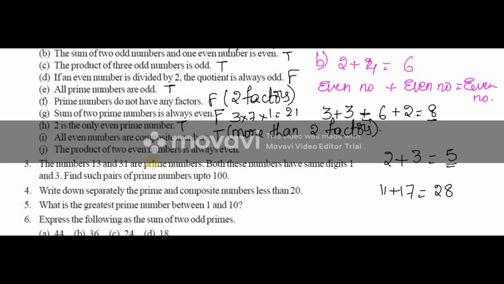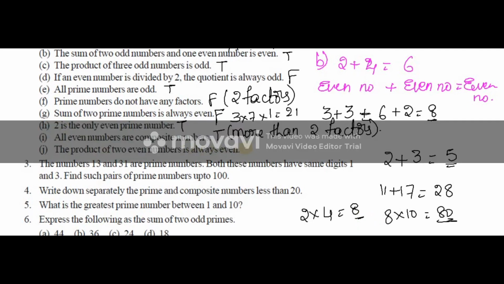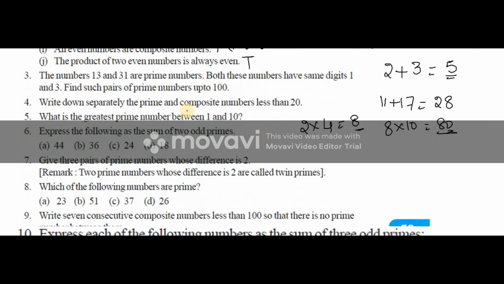The product of two even numbers is always even. The product of two even numbers, 2 into 4 is equal to 8. So we will take one more even number, that is 8 into 10, 80. So it is also an even number. So the product of two even numbers is always even, means true. Next, what is the question?